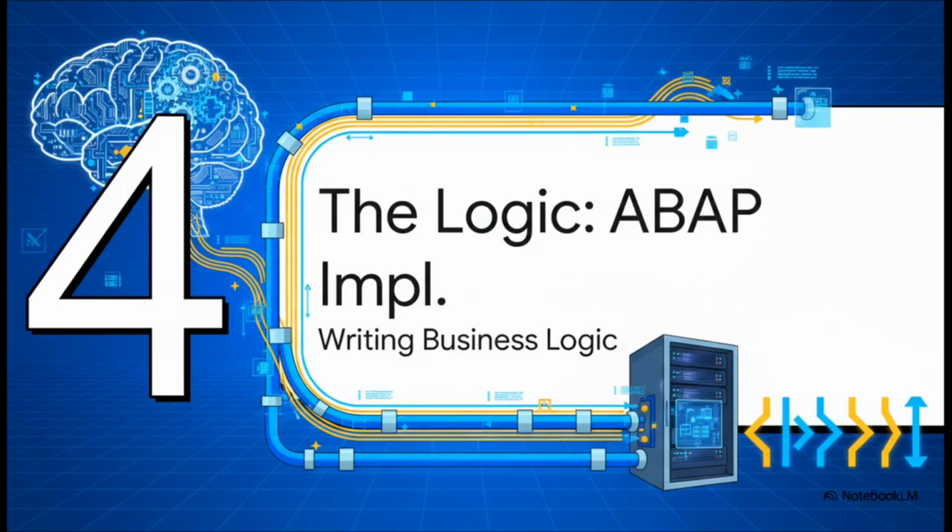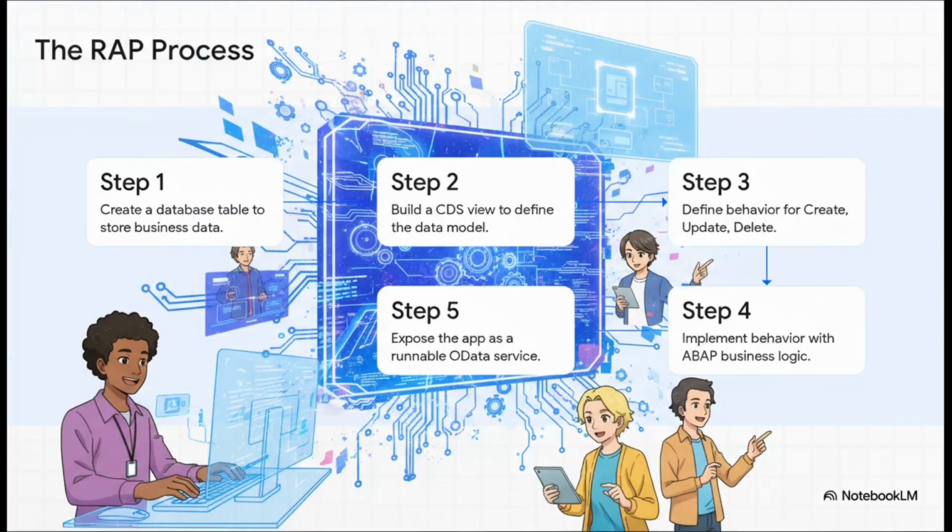Okay, this brings us to the brains of the whole operation. We have our foundation, we have our blueprint. Now it's time to add the utilities. The plumbing, the electrical, the custom logic that makes our application smart. And we're now at step 4, where we finally get to implement the behavior. It's time to roll up our sleeves and write the ABAP code that brings all of our rules to life.